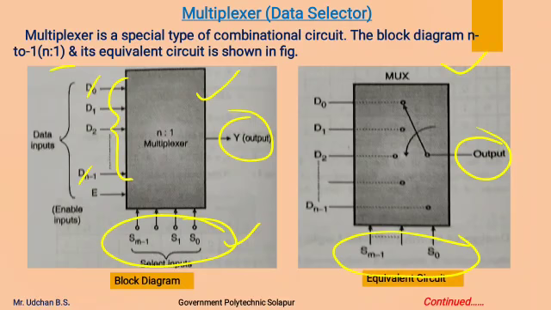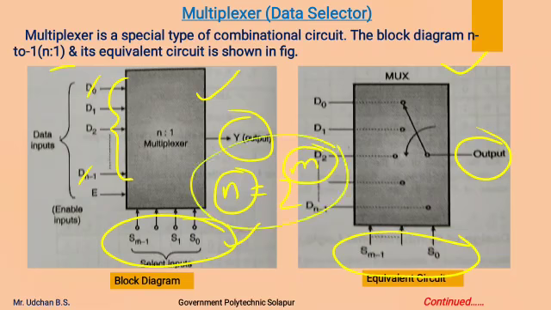The number of select lines is going to be finalized using this formula: n is equal to 2 raised to m, where n is the number of input lines and m is the number of select lines. We are going to use this formula to find the number of select lines for a given multiplexer.